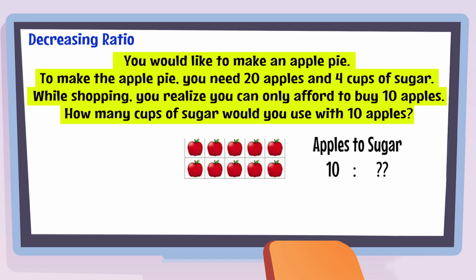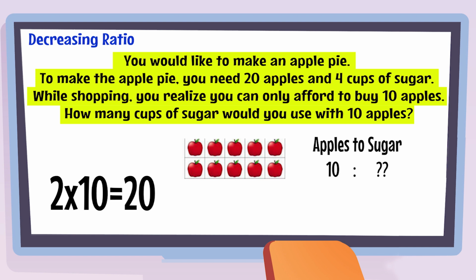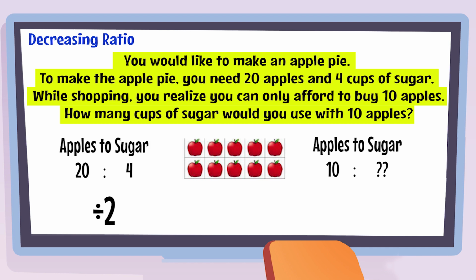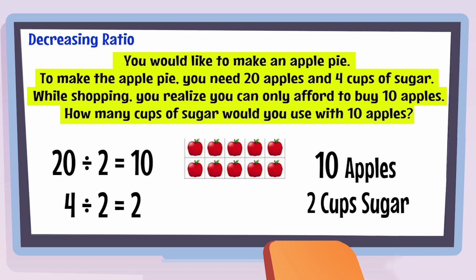How will we divide? If we're moving from 20 to 10, we divide by 2 because 2 10s equal 20. And if we're going to decrease from 20 apples to 10 apples, we'll divide both numbers, 20 and 4, by 2. So if we divide 20 by 2, of course, we'll get 10. If we divide 4 by 2, we'll get 2. Therefore, our new recipe to make an apple pie with only 10 apples will mean we use 10 apples and 2 cups of sugar.